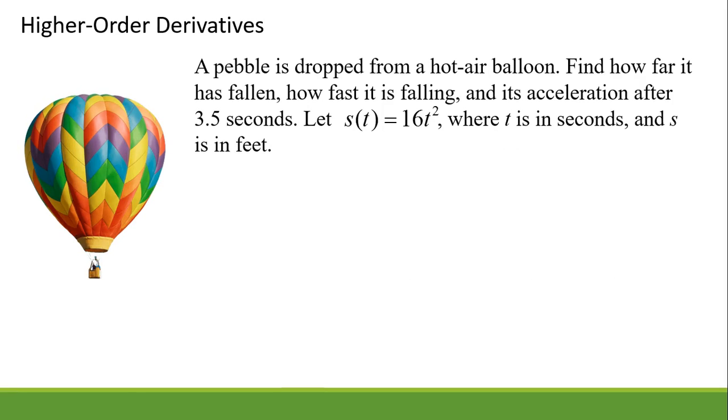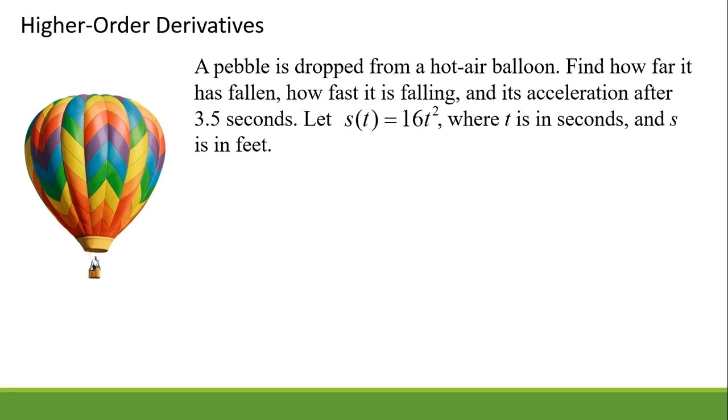Here's an example that uses that relationship between position, velocity, and acceleration. A pebble is dropped from a hot air balloon. Find how far it has fallen, how fast it's falling, and its acceleration after 3.5 seconds. Let s of t equal 16t squared, where t is in seconds and s is in feet.